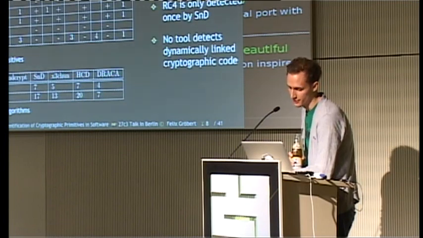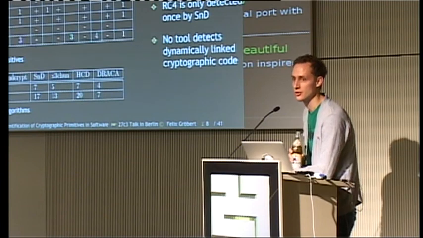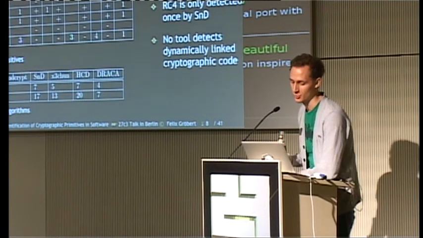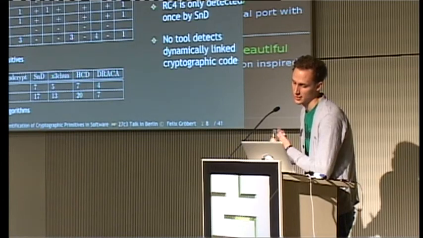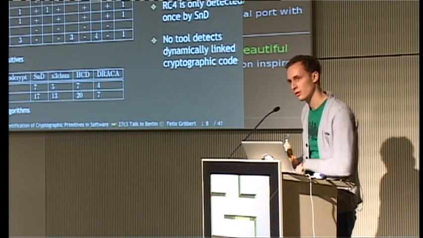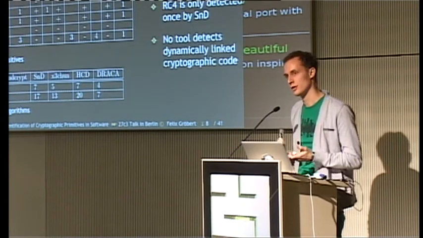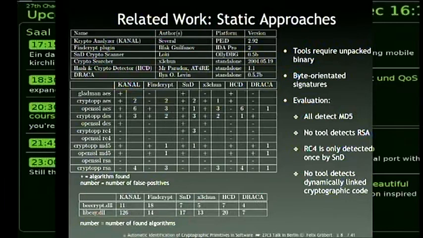Of course, none of the tools detect dynamically linked or dynamically generated code, which is an advantage I have to mention when I'm using dynamic instrumentation to look at my code, an advantage these static tools don't have. They mostly work using byte-oriented signatures and look for constants in memory or in the unpacked binary.